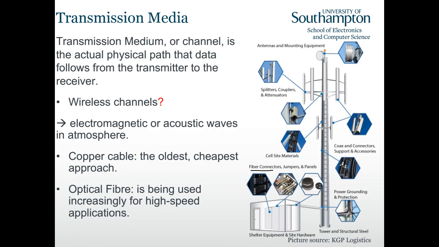So we have different transmission media. For wireless communication, we have wireless channels. There is a transmitter, there is a receiver. We have line of sight. We also have a lot of reflections. So the question here is, why don't we use optical signal for wireless communication?